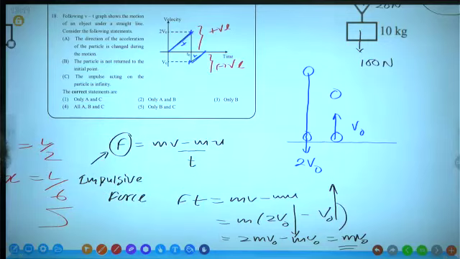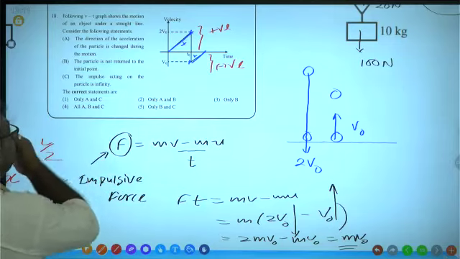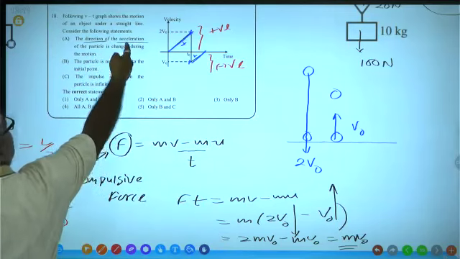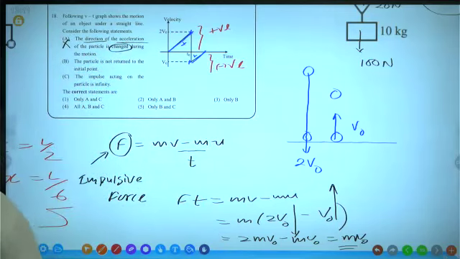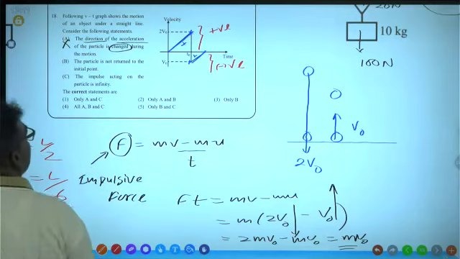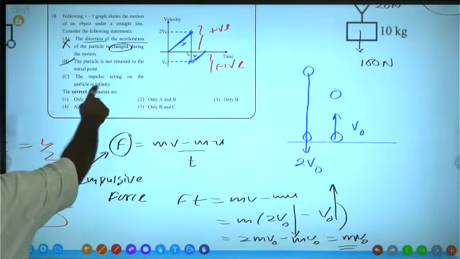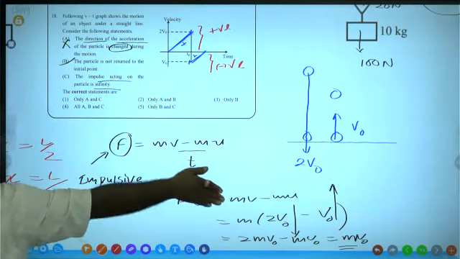Okay, then the answer is, they need the correct one, no? Statement A is wrong. The direction of acceleration is changed, that is wrong. It is not changed. B, the particle is not returned to the initial position, correct. C, the impulse is infinity.